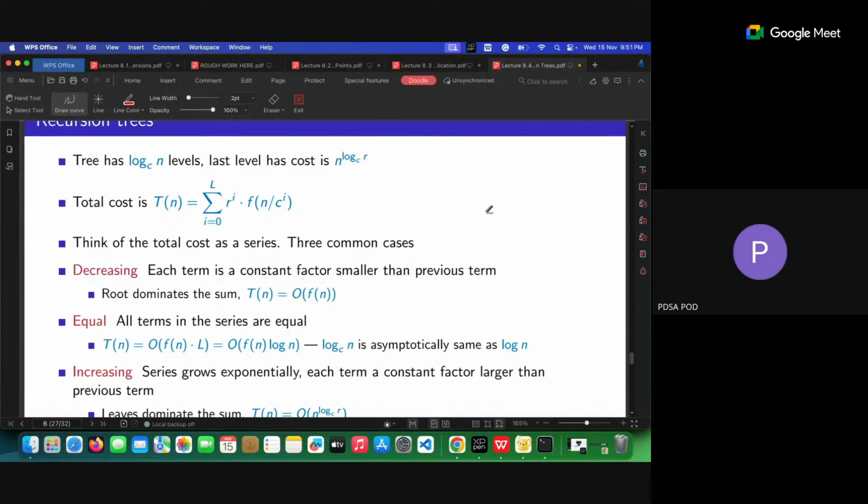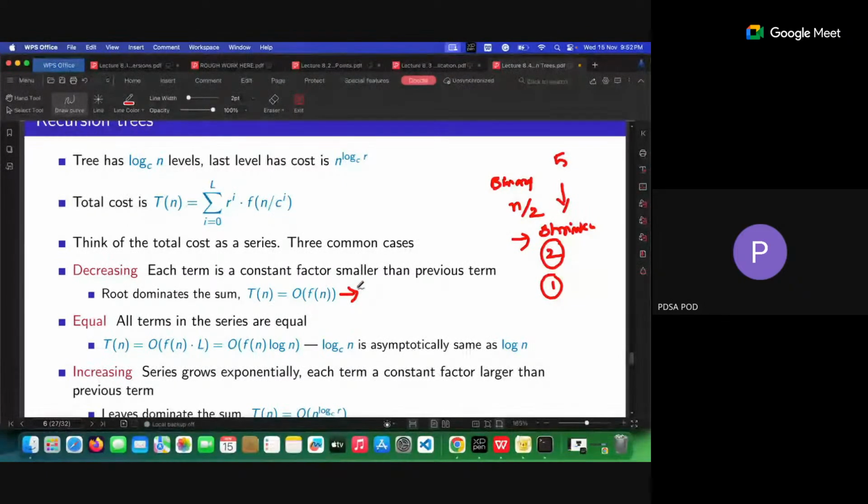Whenever you do binary search, every time we go to n by 2, as we try to find the middle element. So n by 2 means the solution is sinking. That's called decreasing. Each term is a constant factor smaller than the previous term. Because the previous term has size 5, the next term is 2 only, and the next term is 1. This approach is called sinking, so it is decreasing.